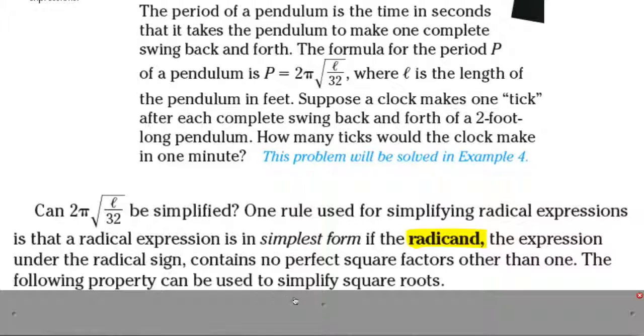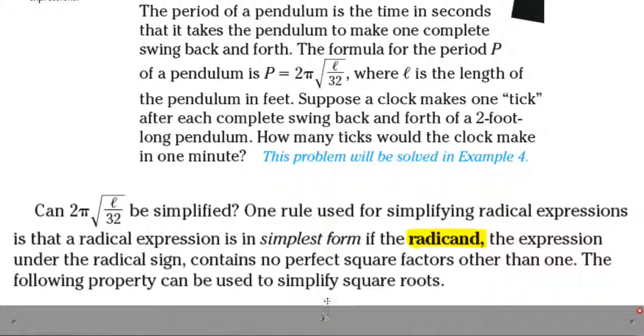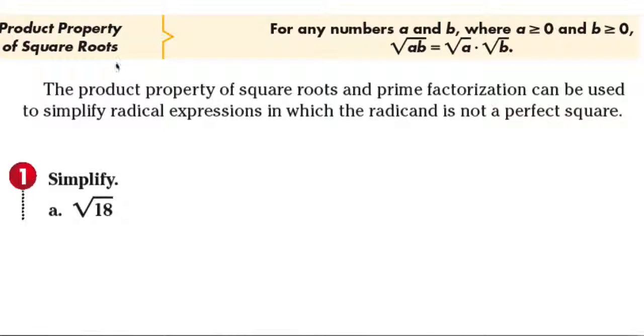The following property can be used to simplify square roots. This property is called the product of square roots. It simply states that for any numbers a and b, where a is greater than or equal to 0 and b is greater than or equal to 0, radical ab is equal to radical a times radical b. The product property of square roots and prime factorization can be used to simplify radical expressions in which the radicand is not a perfect square.